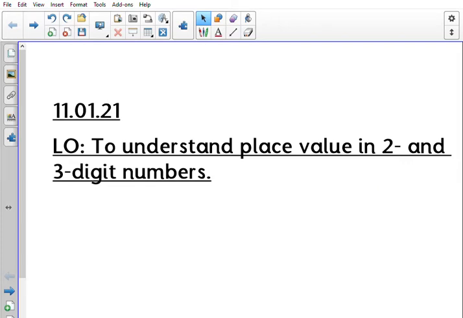Hi everyone, today we're going to have a look at place value in 2 and 3 digit numbers. It's very important that we understand the value of every digit in 2 and 3 digit numbers because that will help us then to understand what numbers are made of, and it will also help us to add and subtract effectively when we come to that.